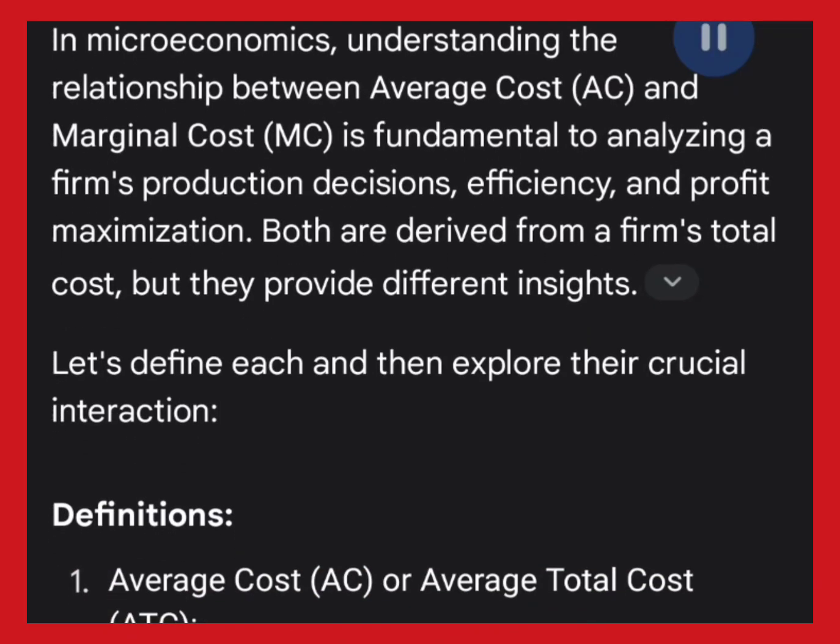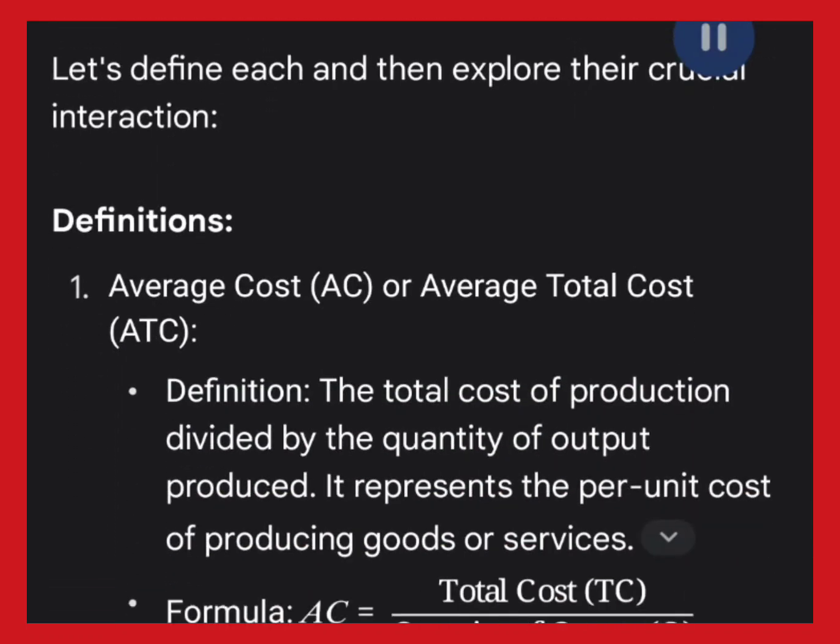In microeconomics, understanding the relationship between average cost (AC) and marginal cost (MC) is fundamental to analyzing a firm's production decisions, efficiency, and profit maximization. Both are derived from a firm's total cost, but they provide different insights. Let's define each and then explore their crucial interaction.